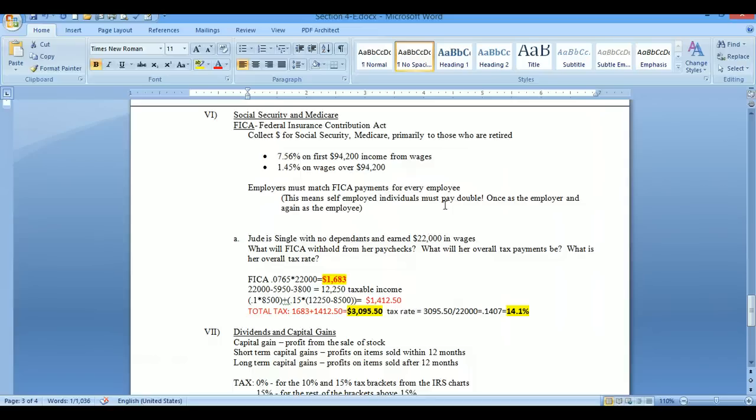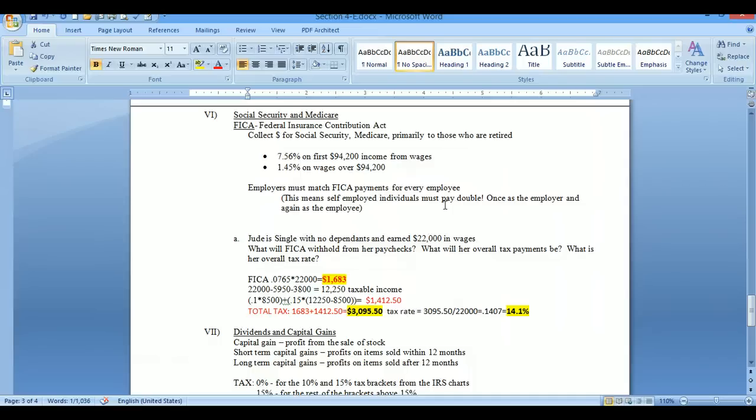Let's go ahead and go to our first example, Jude. Jude is single with no dependents and earned $22,000 in wages. Now remember, FICA only comes off of wages. What will FICA withhold from her paycheck? And what will her overall tax payments be? And what will her overall tax rate be? So we have 3 questions here. The first one is, how much will FICA withhold from her paychecks?